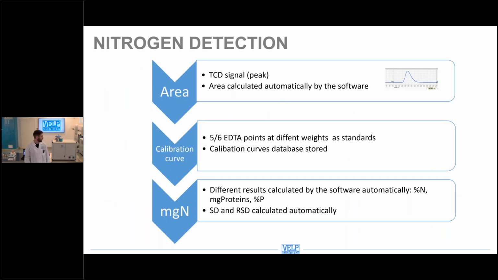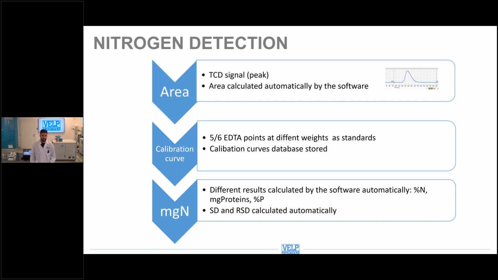Okay, so once the elemental nitrogen has arrived at the TCD, the DUMA software records the signal. And to perform a quantitative determination of the nitrogen inside the sample, it's necessary to create a calibration curve with a certified standard that has a known nitrogen content.